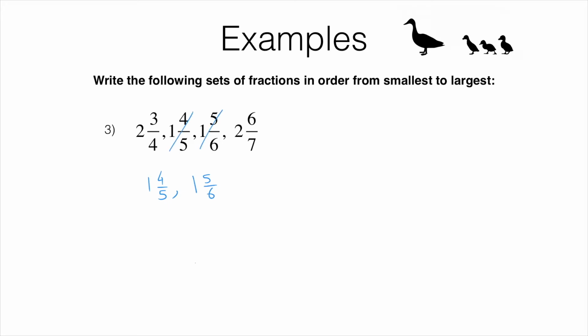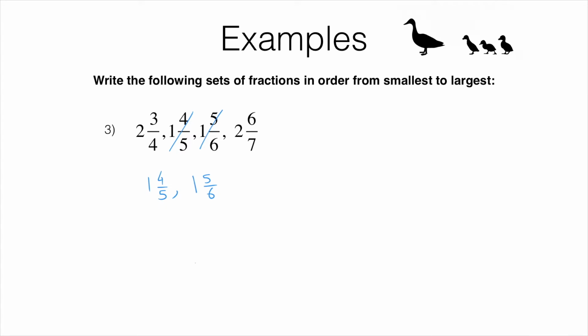Right, we've dealt with those. We can use a similar logic again now with 2 and 3/4 and 2 and 6/7. They're both just under 3, but how close are they to 3? To get to 3 from here, you would need to add on a quarter. To get to 3 from this number, you would need to add on only 1/7. A seventh is smaller than a quarter, so this number is closer to 3, and therefore it's bigger.